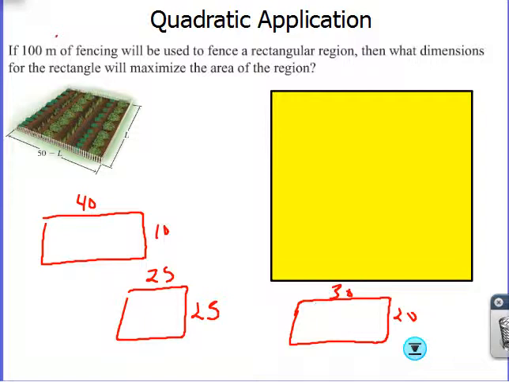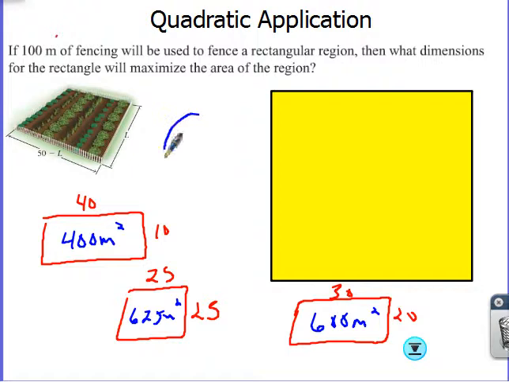But look what happens. If you have a 40 meter by 10 meter fence, you have 400 square meters of area fenced in. If you have a 30 by 20 meter, you actually have a 600 square meter area fenced in. If you have a 25 by 25, you have 625 square meters. So depending on what shape you build, the same amount of fence fences in bigger or smaller regions.